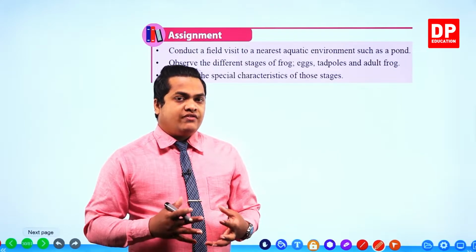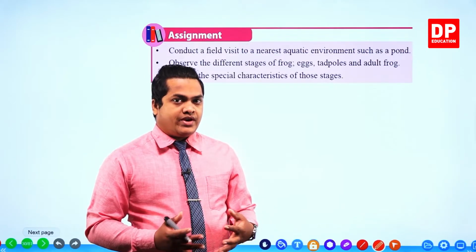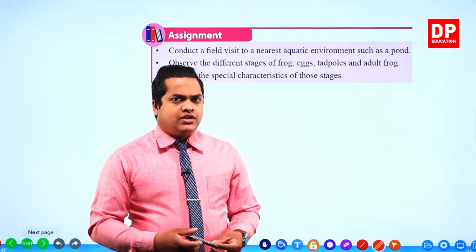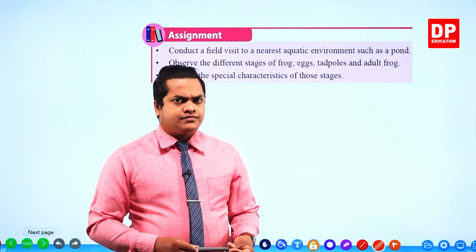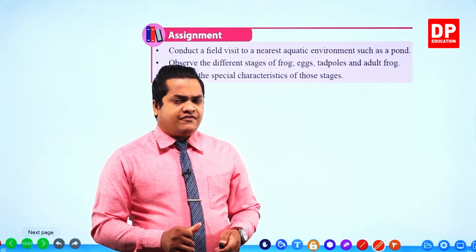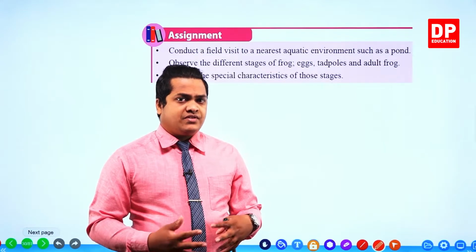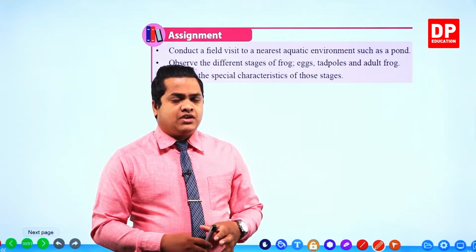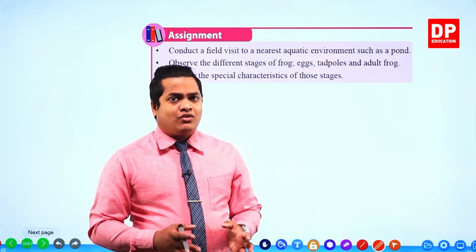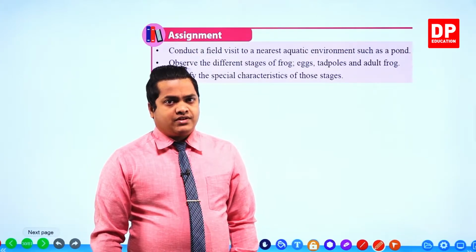So you have to go on a field trip to an aquatic environment, to the nearest aquatic environment, then you need to find a frog. Then you have to observe the different stages of the frog. Sometimes you might have to visit several times, or else you can do this as an experiment within your home as well.